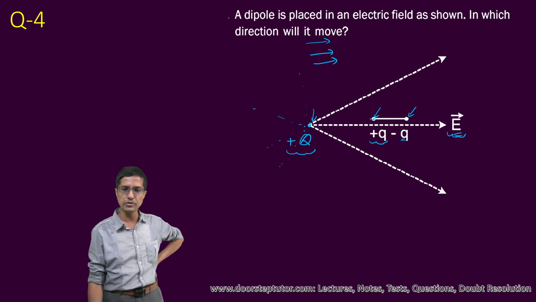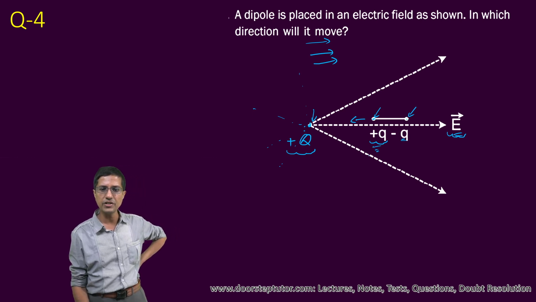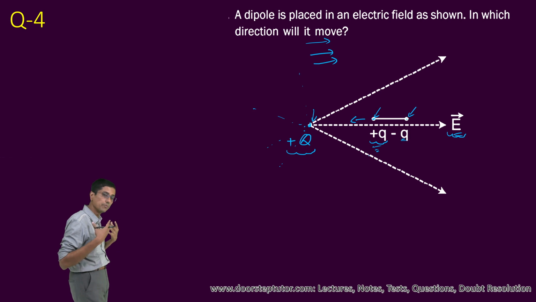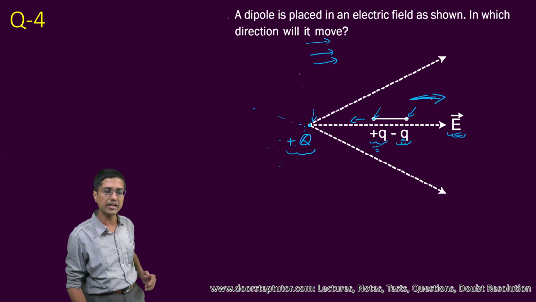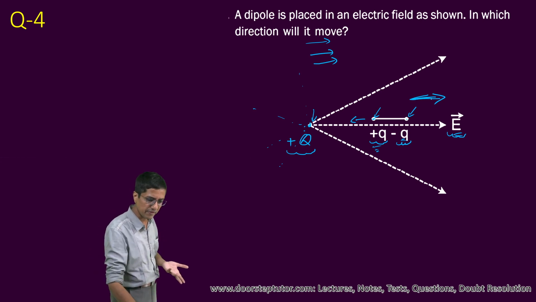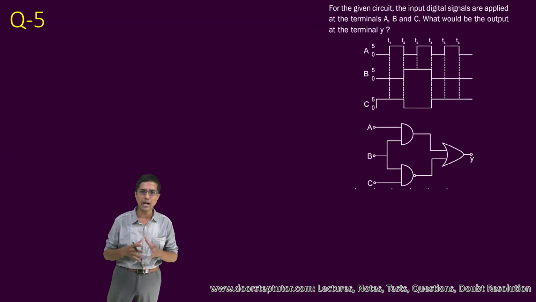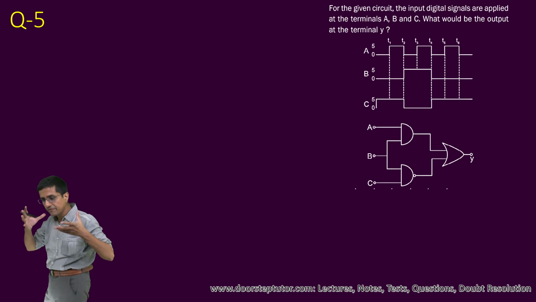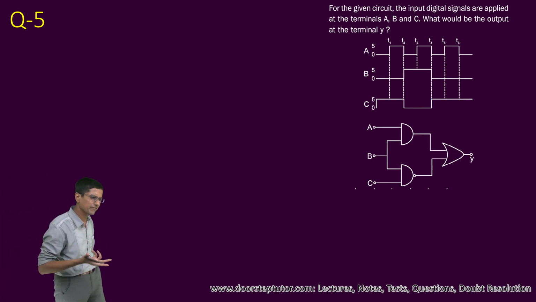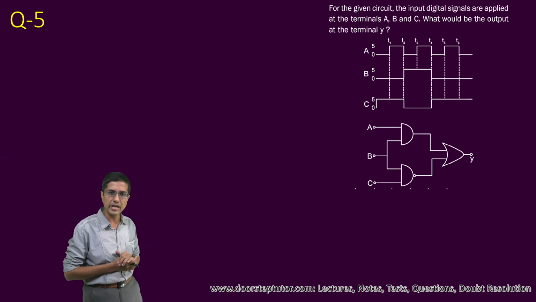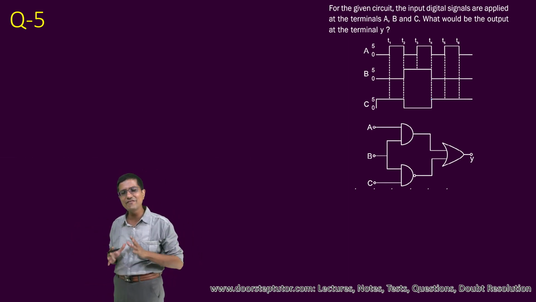So this is closer to our positive charge than the negative charge, which means that the repulsion to this plus Q charge would be more than the attraction faced by this minus Q charge, which essentially means that this dipole will slowly and gradually move in the direction of the electric field. It will move outward. Very simple, not difficult. The only thing is that you have to understand, by looking at the electric field, what kind of electric field it is. Can it be uniform electric field? That's where the confusion would actually set in.